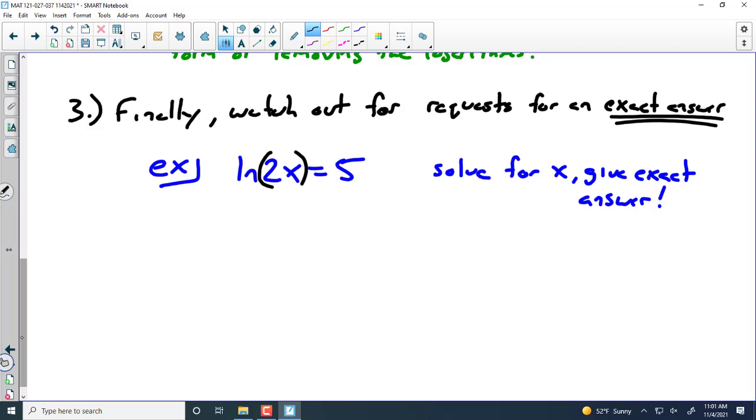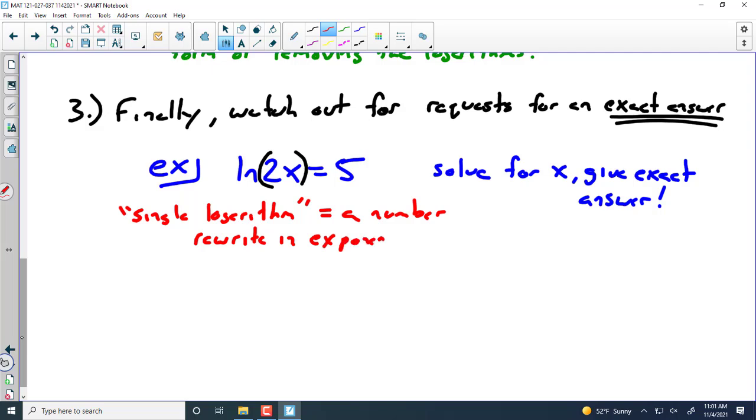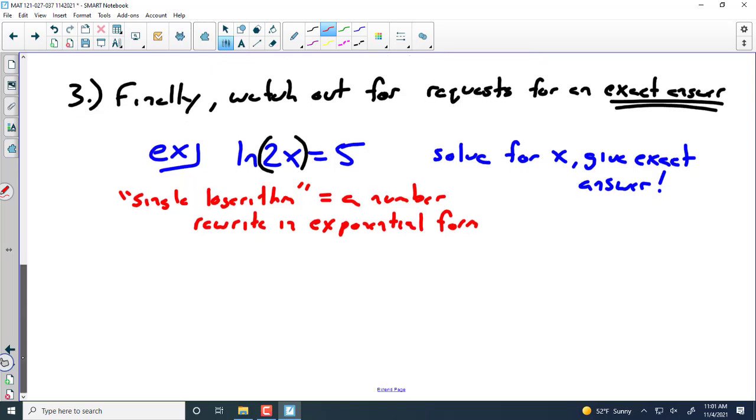Move it and rewrite in exponential form. Sound familiar, everyone? One logarithm. If you have a single logarithm, and I don't care if it's natural log or what it is, equals a number, you rewrite in exponential form. That's a natural logarithm. So what's the base, everyone? e is the base. What's the power? 5. e to the 5th equals 2x. Now what is it time to do?